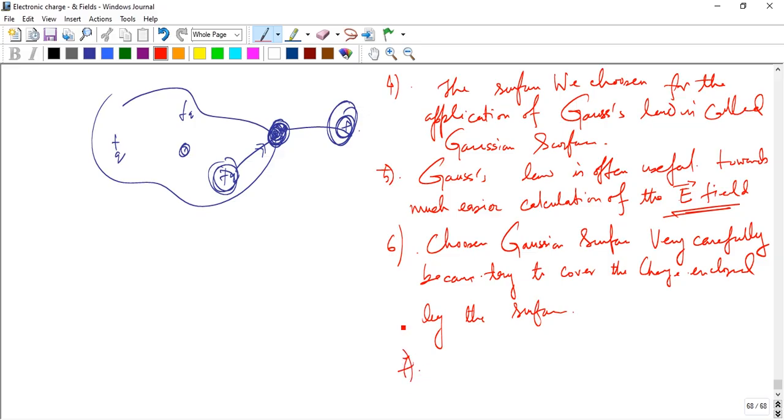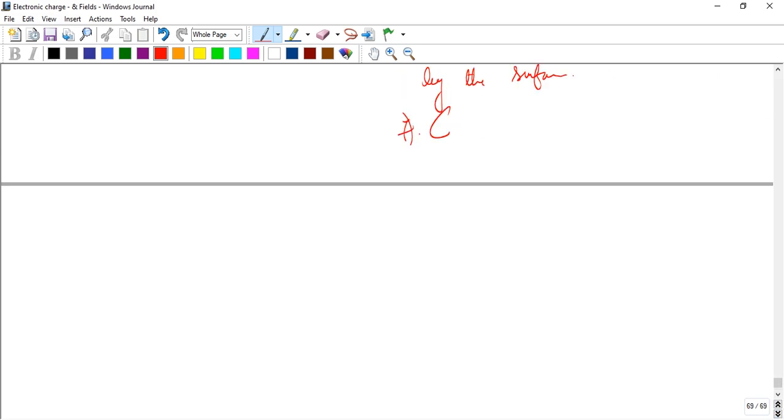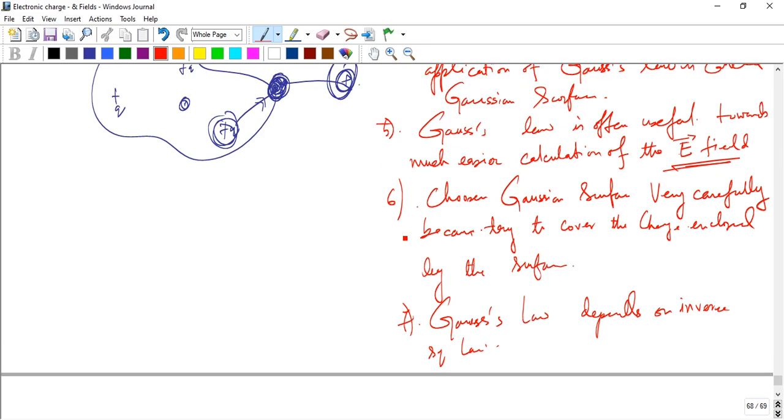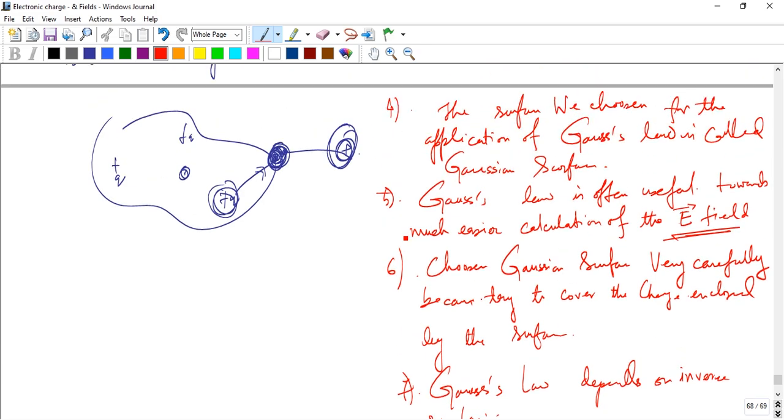Gauss's law depends on the inverse square law, like Newton's law. Actually, the inverse square law dependence means any departure would indicate a departure from the inverse square law. Clear? That's Gauss's law, its significance and importance.